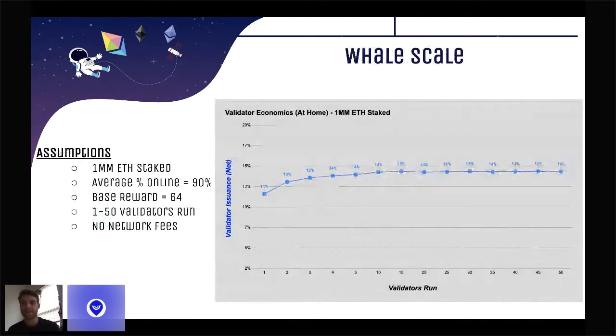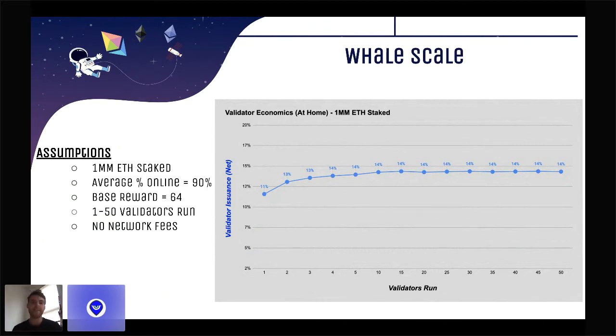This is kind of the whale scale. We've been running some numbers and trying to figure things out. We do believe that at the beginning, very strong supporters of the community will be a part of this, and they will want to run multiple validators. So inside of the model, you'll see some graphs and charts that represent running multiple validators and what your rewards could be.